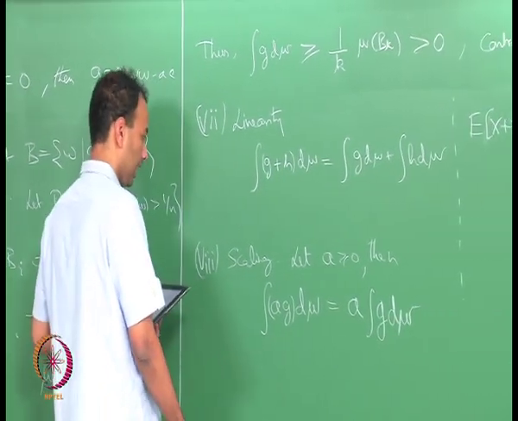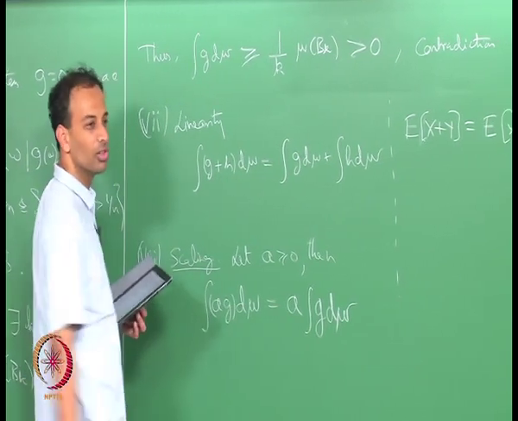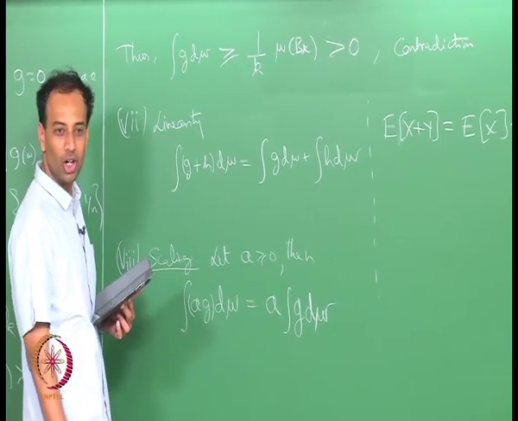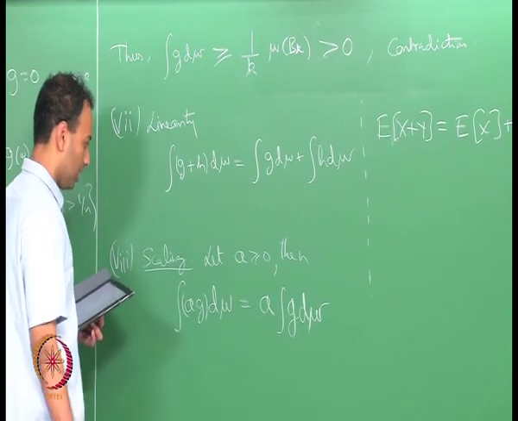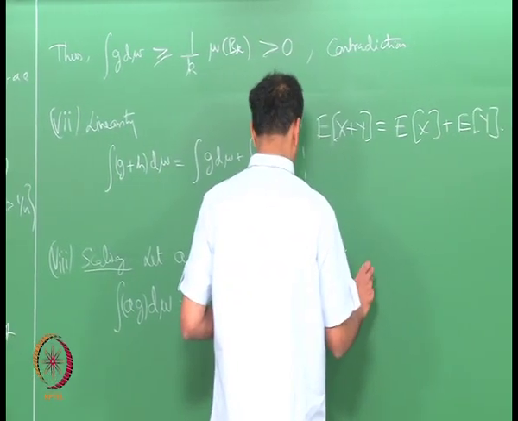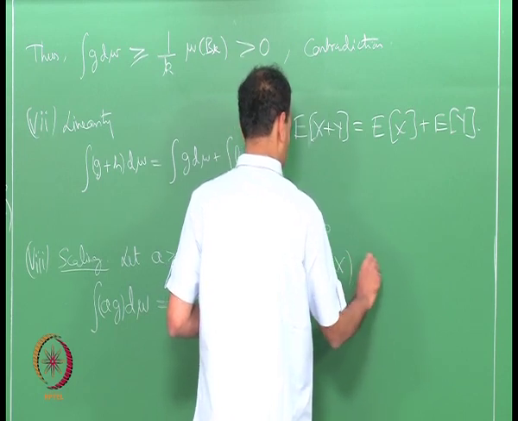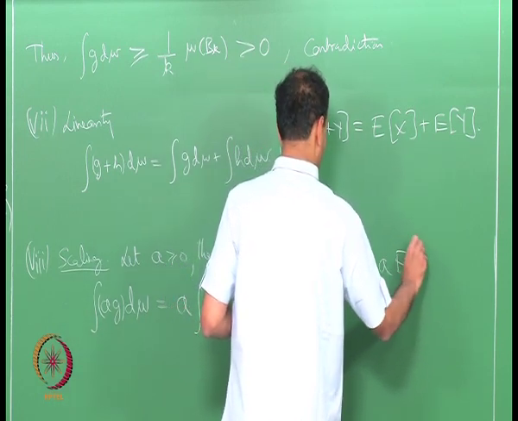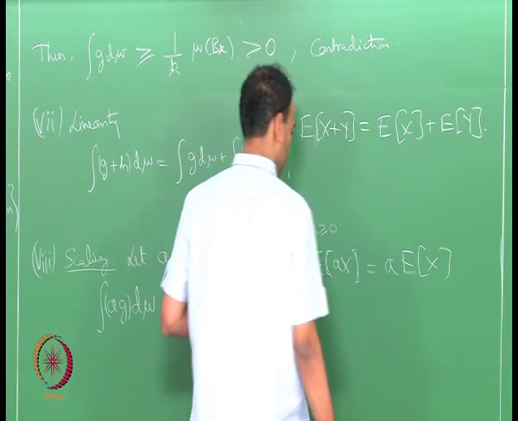So, this is the scaling property of integration. It just says that you can bring the constant out of the integration. This is something you have been doing all along, and it is true for abstract integrals as well. And similarly for random variables: if a is greater than or equal to 0, the expectation of a x will be equal to a times the expectation of x.